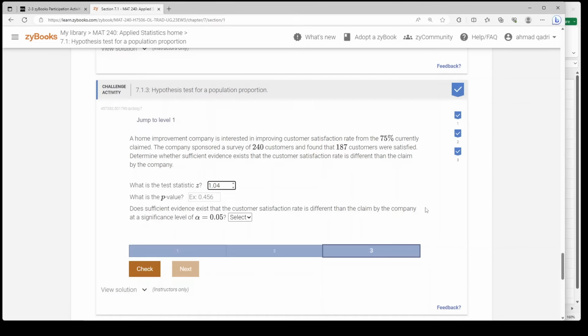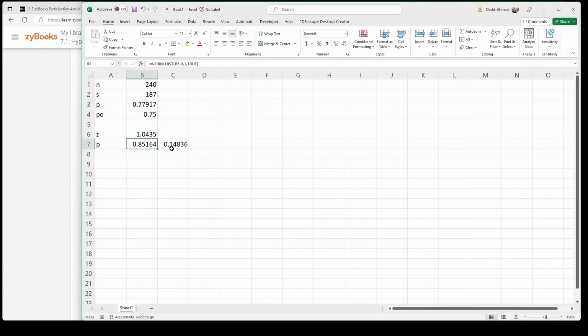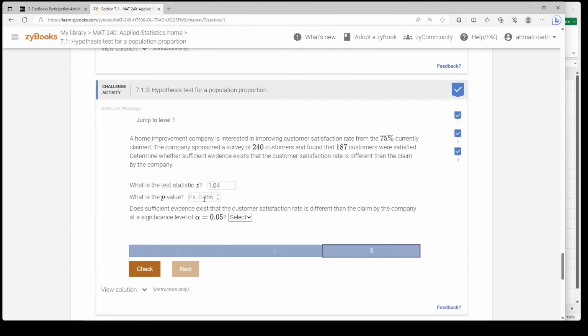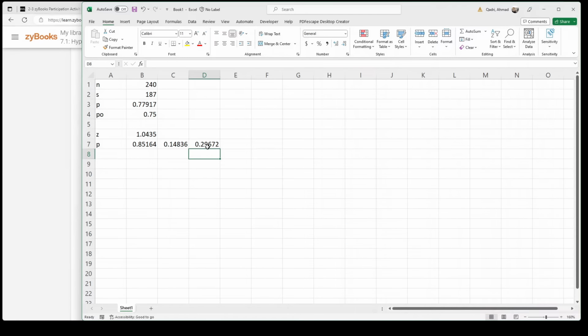Now we need to find the p-value. For the p-value here, it's slightly different, because we don't have one tail, we have two tails. So what we need to do is first find the one-tail value, and we can find it the same way as we did before. It's 0.1483. This is the right tail, but we also have a left tail this time, and the p-value for that is the same. So we're just going to take this and multiply it by 2, because this is a two-tailed test. So it's 0.30, or we need 3 decimal places, so it's 0.297.